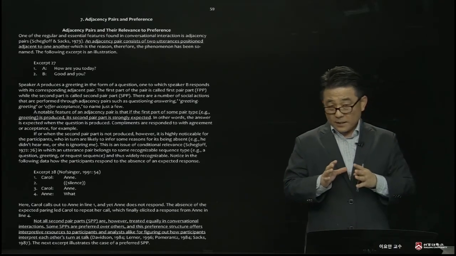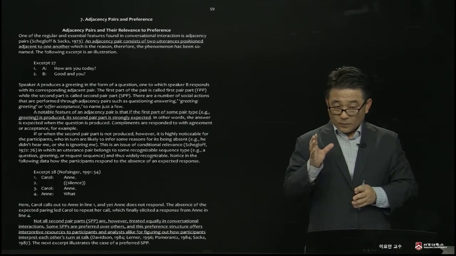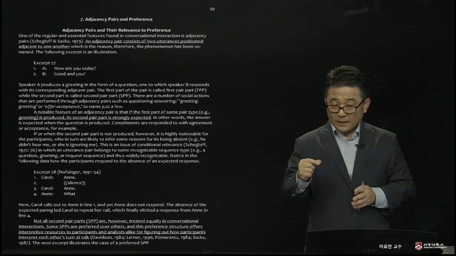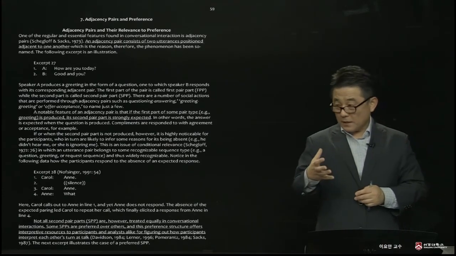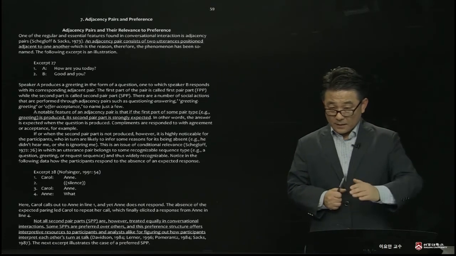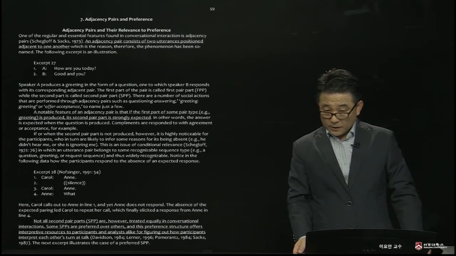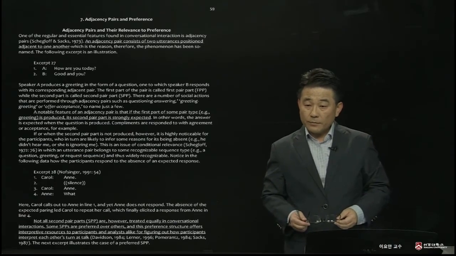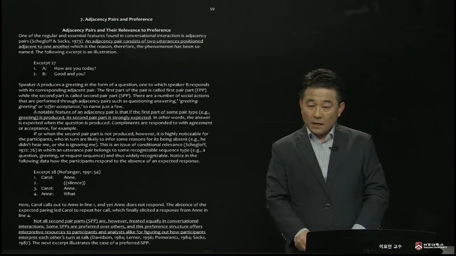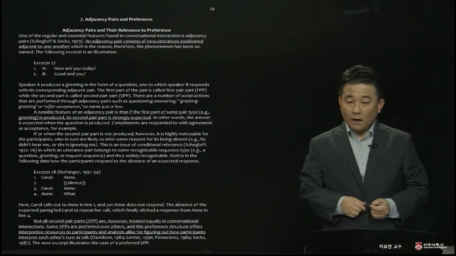Now, I just gave you an example of hi, how are you? And then hi, and then not responding. So you can see that not all second pair parts are treated equal. In other words, some are preferred, others are not. So that's described in the later part in here. Not all second pair parts are, however, treated equally in conversational interactions. Some SPPs are preferred over others, and this preference structure offers interpretive resources to participants and analysts alike for figuring out how participants interpret each other's turn at talk.